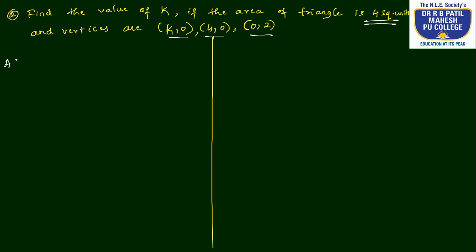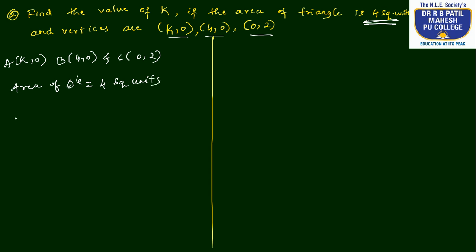k, 0, 4, 0, and the point C is 0, 2. And the area of the triangle is given. How much is the area of the triangle they have given? 4 square units they have given. As I told you, when the area of a triangle is given, write the formula here.